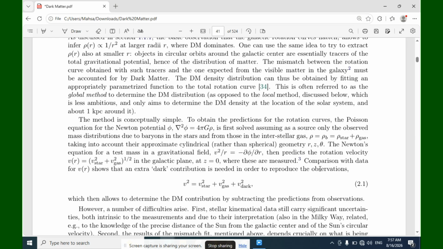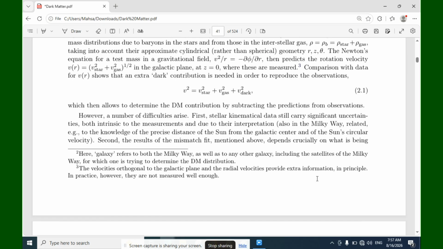Comparison with the data for v(r) shows that an extra dark contribution is needed in order to reproduce the observations: v² = v_star² + v_gas² + v_DM², which then allows us to determine the dark matter contribution by subtracting the predictions from the observations.